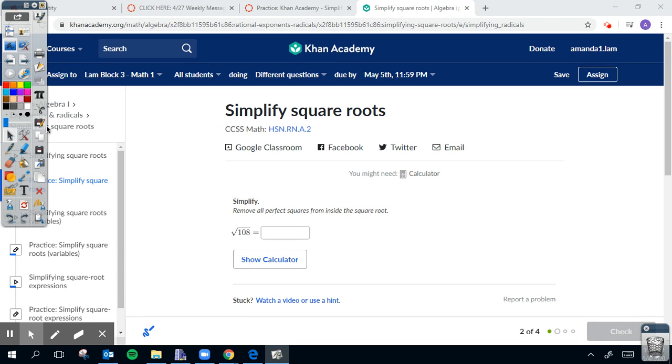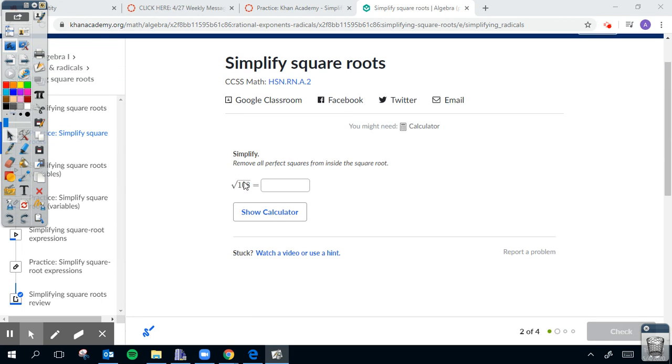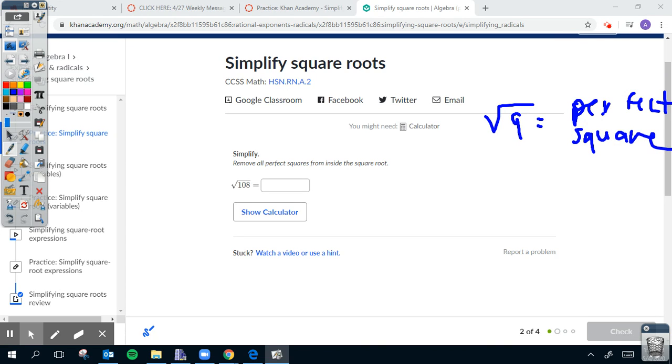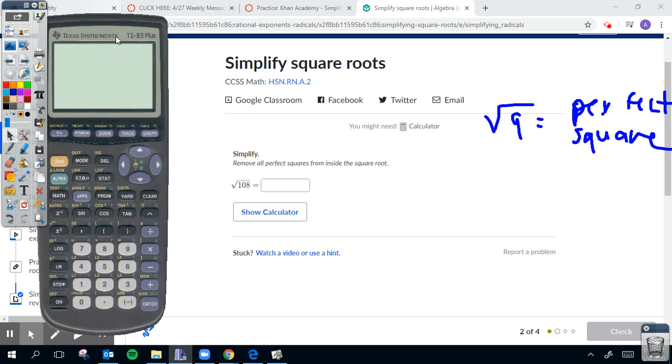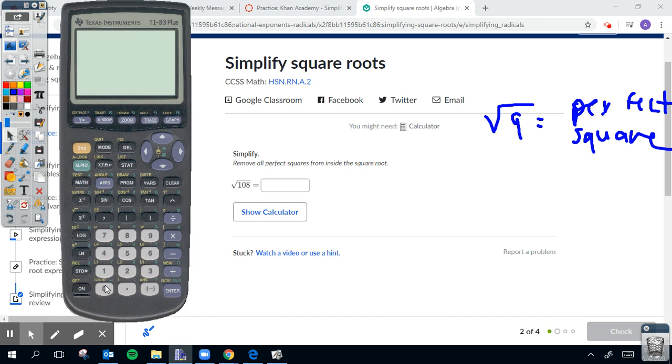All right, so let's go over and let's just review this real quick. I'll do a few of them with you. All right, so 108. I need to figure out what square roots go into 108, and I think 9. The square root of 9 is a perfect square, and I'm pretty sure it goes into 108, but I can double check. There's a calculator here. I'm just going to use my TI. So let's see. Does 9 go into 108? It does, and it's times 12.